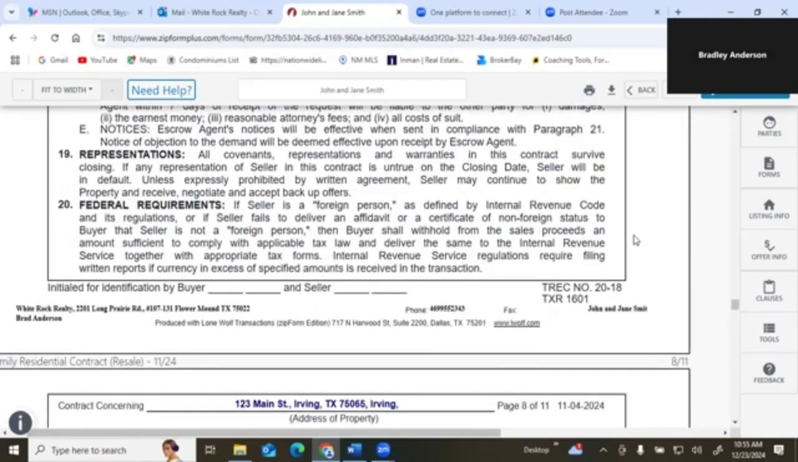Okay, and then it talks about federal requirements. If the seller is a foreign person as defined by the IRS code, that means they're not legally able to be here. Doesn't mean you can't own property here, but there are considerations. If you're not a legal citizen, then you're not connected to the IRS. But if you sell a home that you bought here, man, the IRS wants their money from you as the seller. So there are things you have to do. The agent should know this.